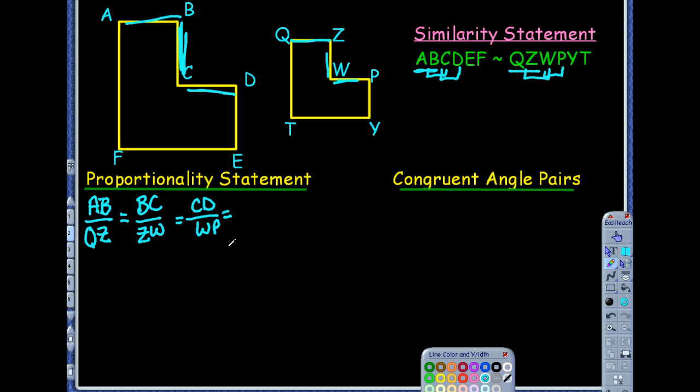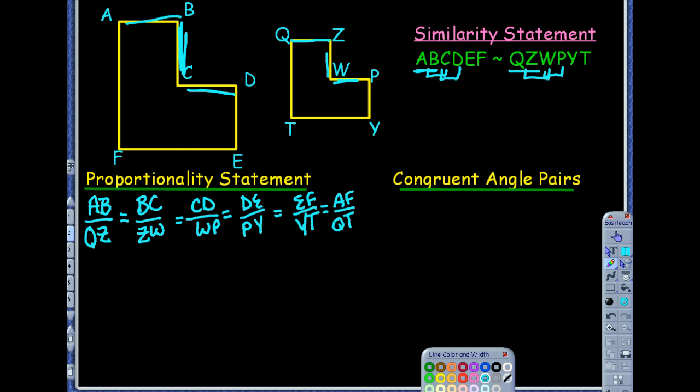And a lot of times I go left to right just because it's just order. You know, you could have started with the reciprocal of all of those, which would work the exact same. All right, let's finish it off. So DE to PY, then EF to YT, and then AF to QT.